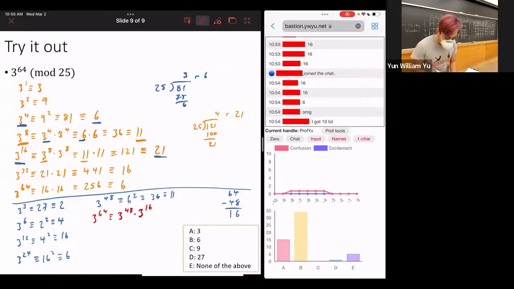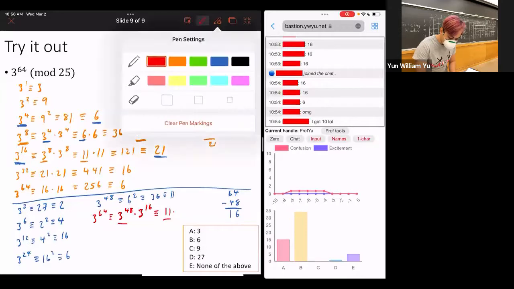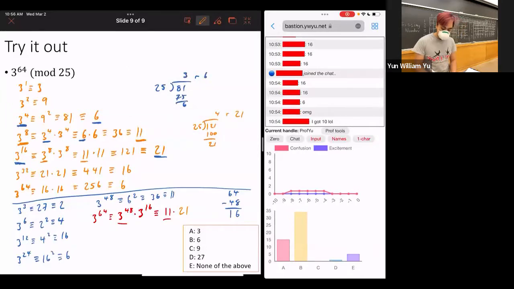Hopefully everyone agrees with me on that. If not, hopefully I didn't do something wrong. So then that's equivalent to 11, because that's 3 to the 48, times 21. Which is equivalent to 232. Wait, what? No, 231. And what's 231 equivalent to? So this is equivalent to 6. And so you get the same answer if you do it this other way.